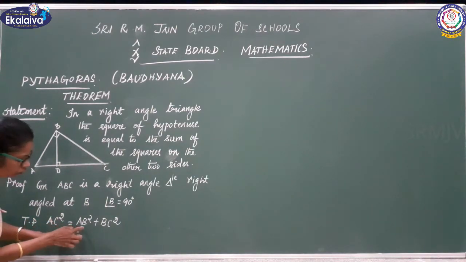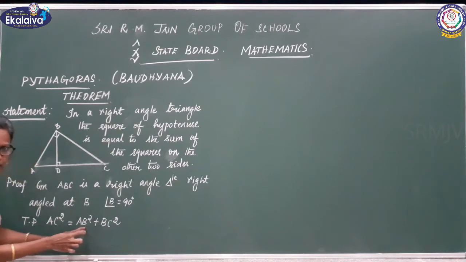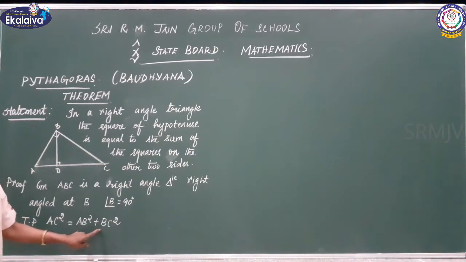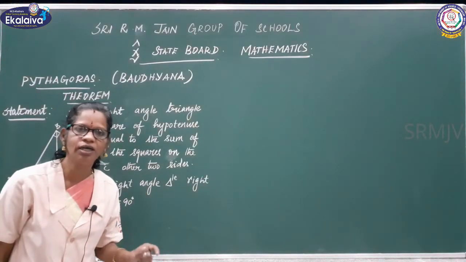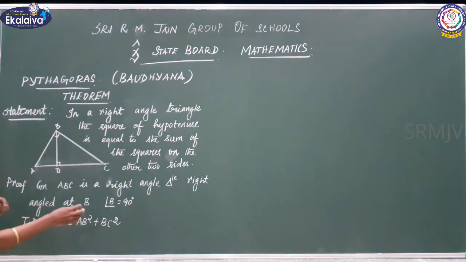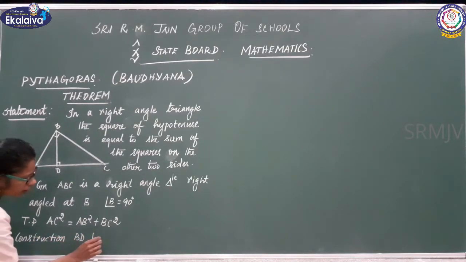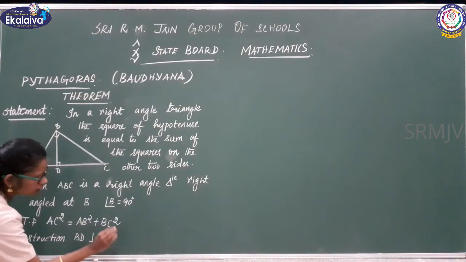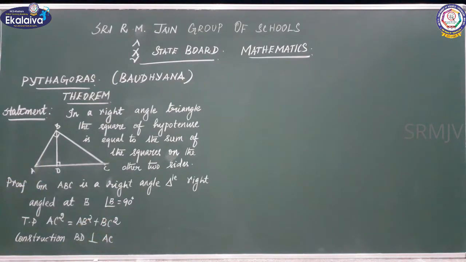One more thing, the alphabet which is repeated in the right side, that alphabet will give you 90 degree, keep it in your mind children, right? Which alphabet is repeated in the right side, that gives you 90 degree in the right triangle. Now you see, construction: BD perpendicular to AC.